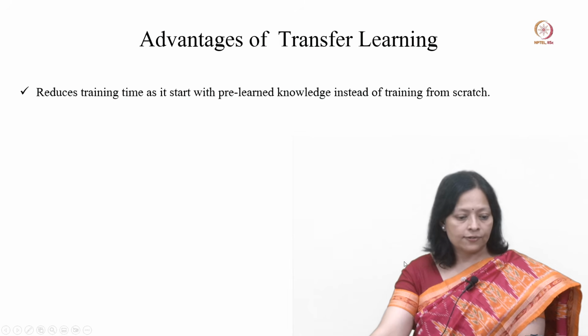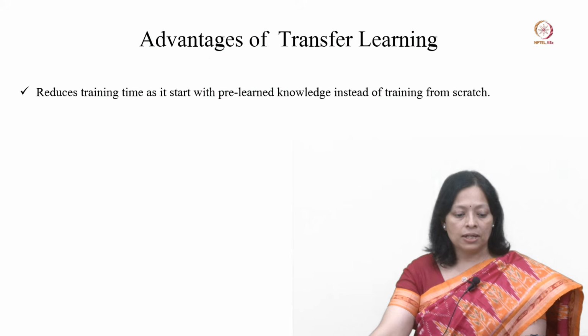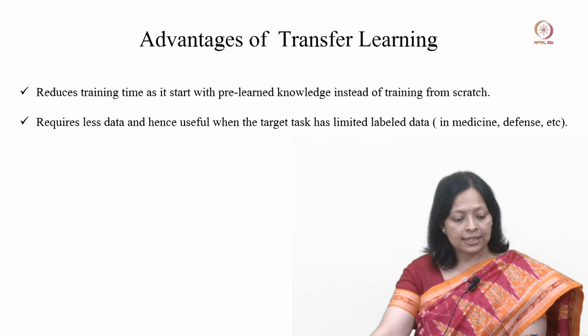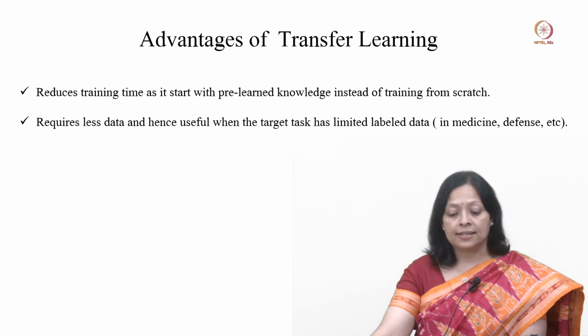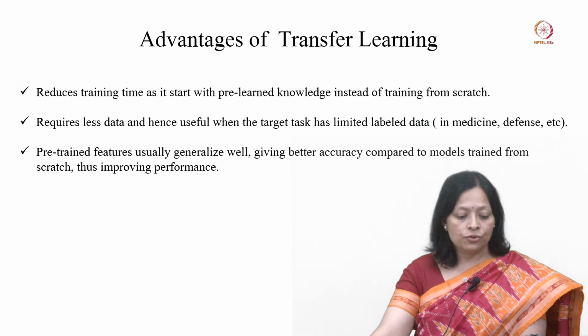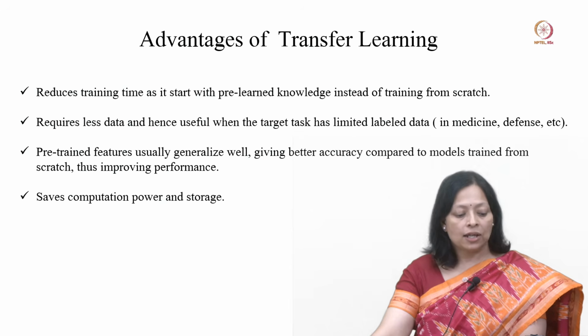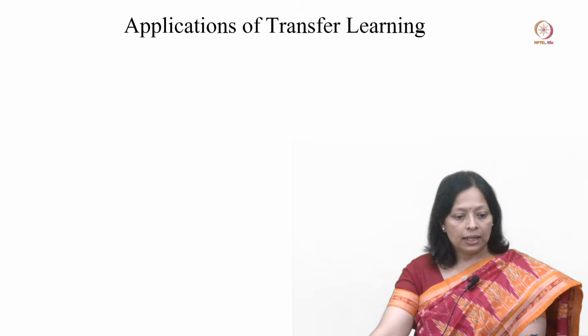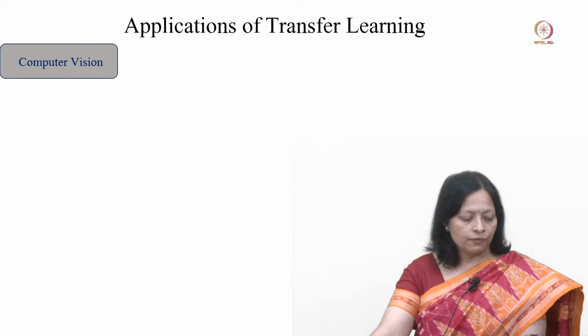Now, advantages of transfer learning: it reduces training time as it starts with pre-trained knowledge instead of training from scratch. It requires less data and hence is useful when the target task has limited labeled data, for example in medicine, defense, etc. Pre-trained features usually generalize well, giving better accuracy compared to models trained from scratch, thus improving performance and saving computational power and storage. So, these are the main advantages, and transfer learning has a lot of applications in computer vision as well as in NLP. Now, we will see applications of transfer learning in computer vision.